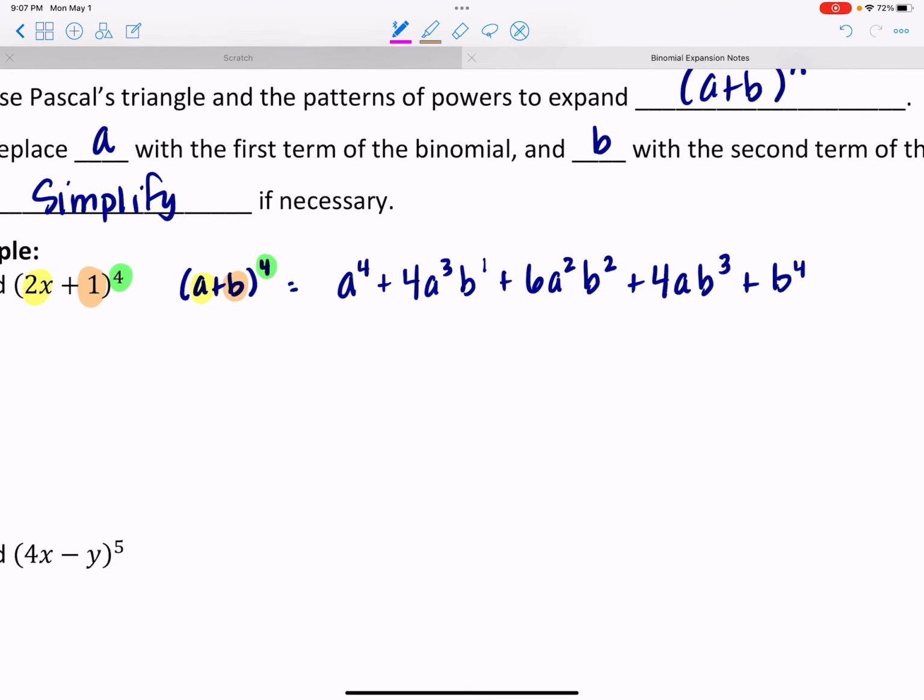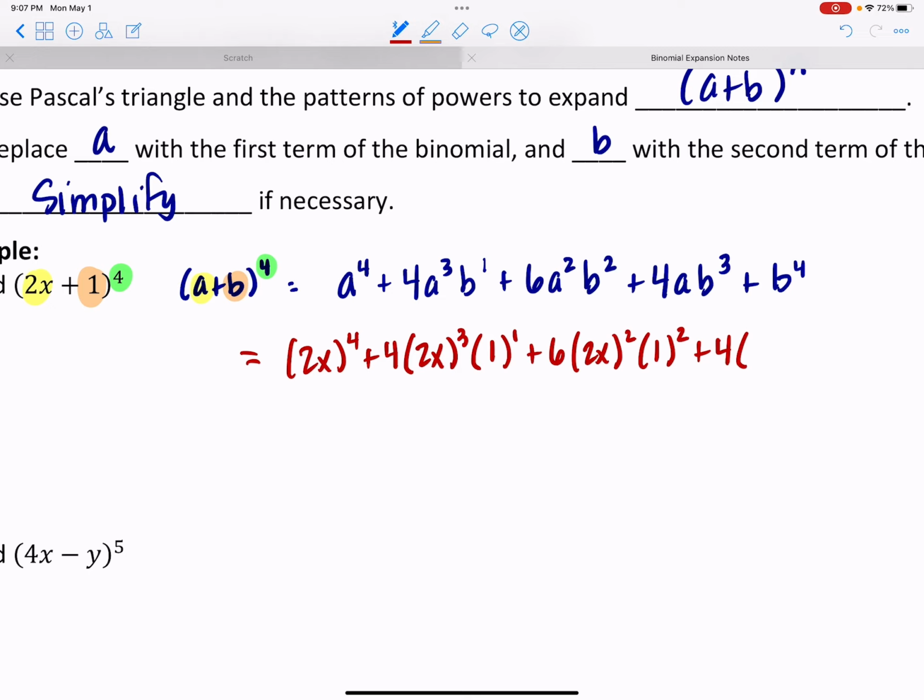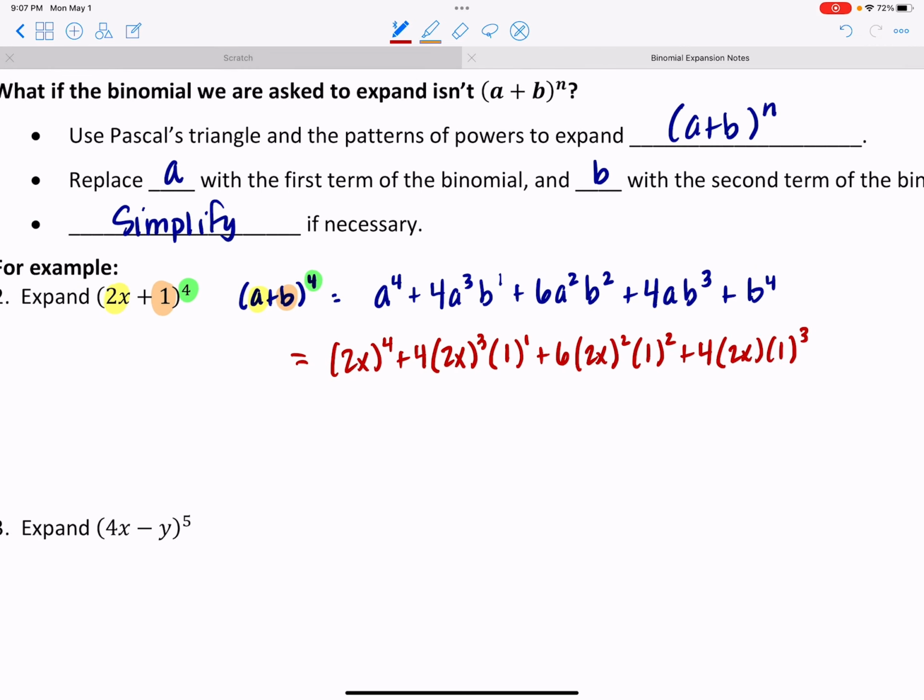So when I rewrite this, instead of a to the fourth, it becomes 2x to the fourth, plus 4 times, again, 2x cubed, and then we multiply by b to the first, so that would be 1 to the first. And then 6, instead of a, again, 2x squared, and b is 1 squared. And then 4a becomes 2x, b becomes 1. And then finally, over here, 1 to the fourth. And now we simplify, and we'll have our expansion.